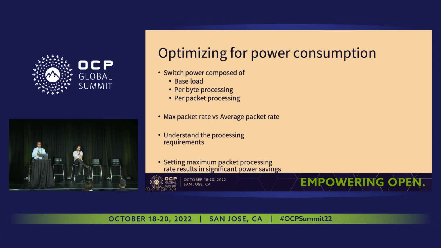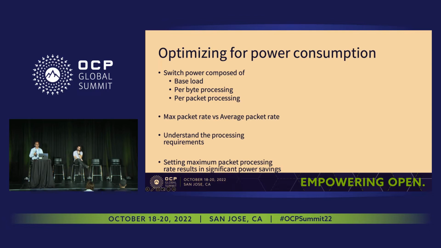So what you would see is that there's a max packet rate that you want to be able to handle versus the average packet rate that you see. With the instrumentation you're getting here, you have a choice of deciding, okay, even at microsecond granularity, here's the packet rate that I'm seeing, so here's the likely packet processing rate that you'll need. That way you can set the max packet processing rate, and that could result in significant power savings. And it is significant because you can think of these three components.